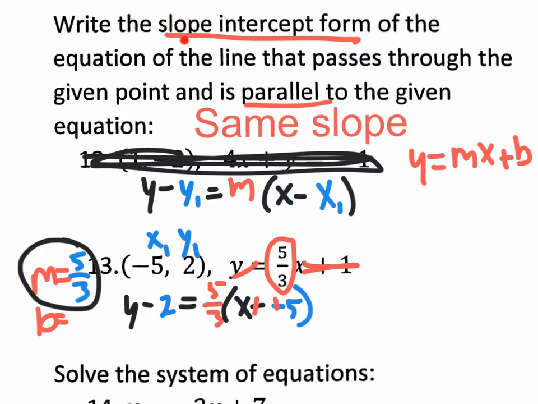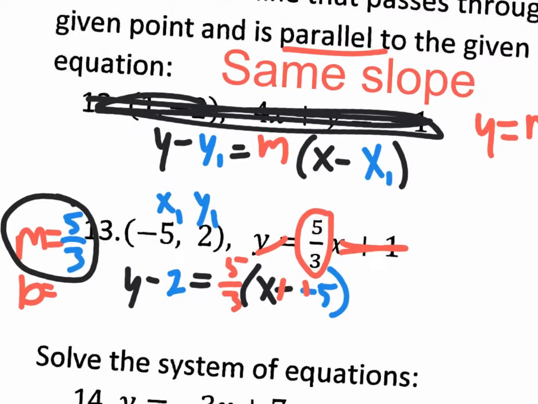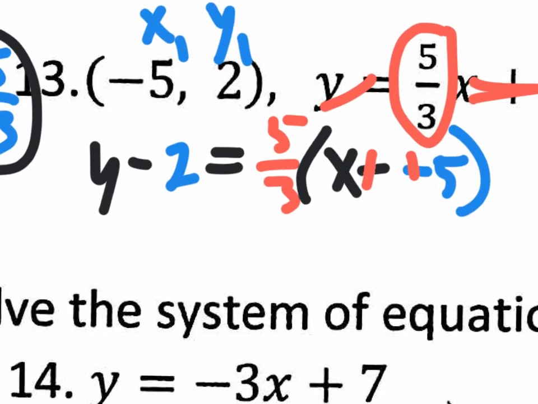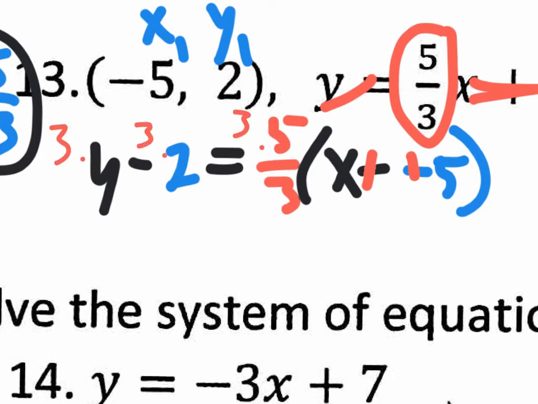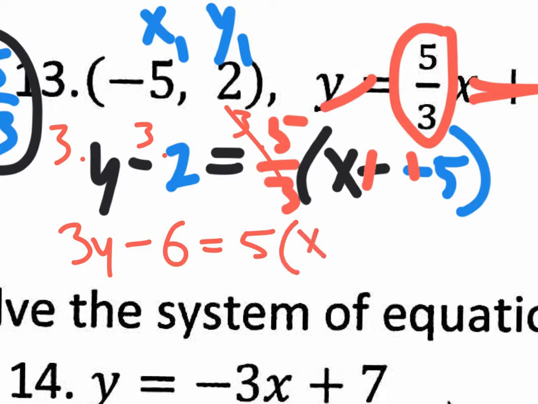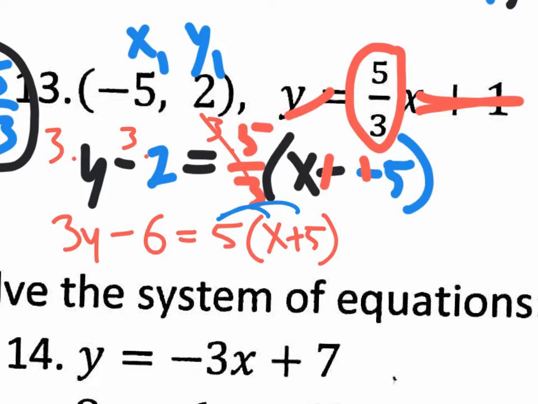They want us to write it in slope intercept. So you could change this to slope intercept by first distributing the 5/3, or you could temporarily get rid of the fraction 5/3 by multiplying everything by 3. It's up to you. If you decide to multiply by 3 to temporarily get rid of the fraction, go for it. You'll end up with 3y minus 6 equals 5 parentheses x plus 5. And then you'd have to distribute the 5 to both terms and get 5x plus 25. So let me rewrite this thing.